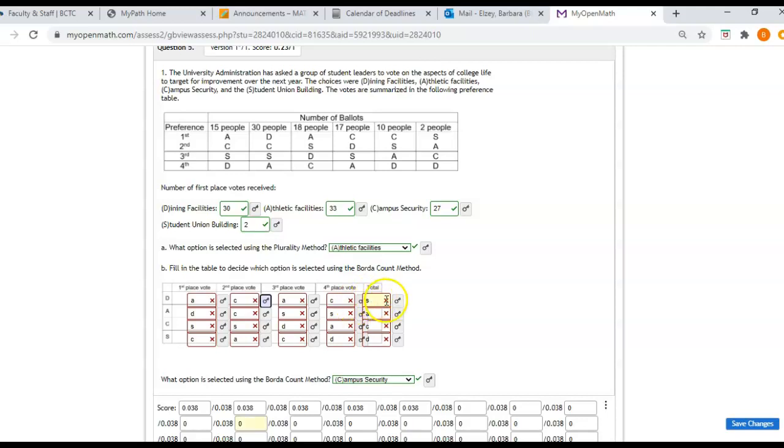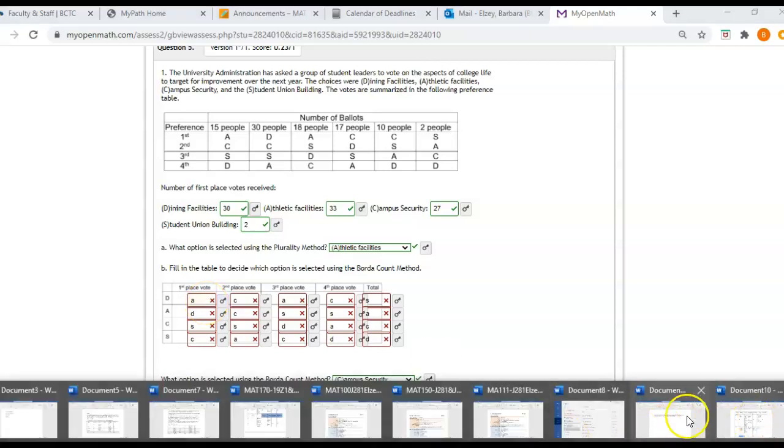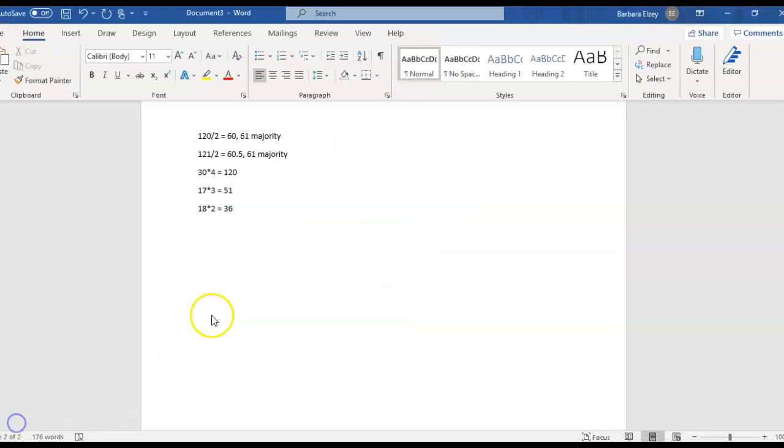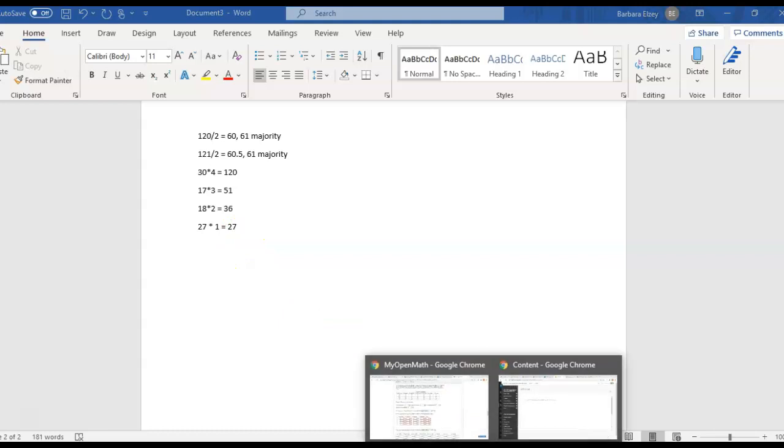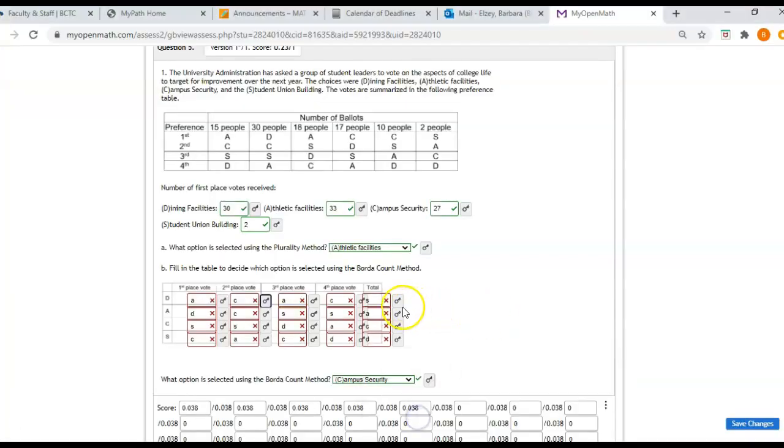Now, the last box, I'll just take what I got here, which I believe was 120, and actually we can do it over here where I had that sheet. The last one was 27 times 1, or just 27. And we can add up 120 and 51 and 36 and 27. And when we add all those up, that's what's going to go in that last box for total.